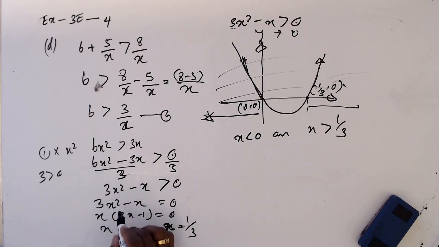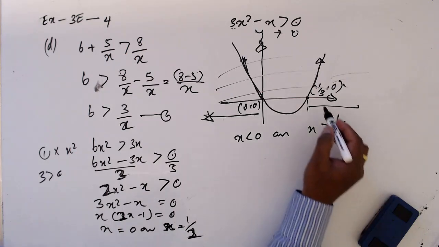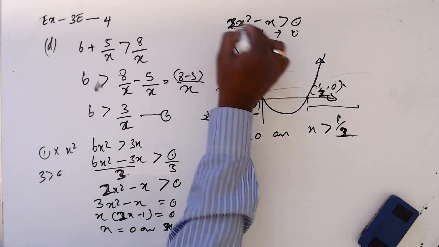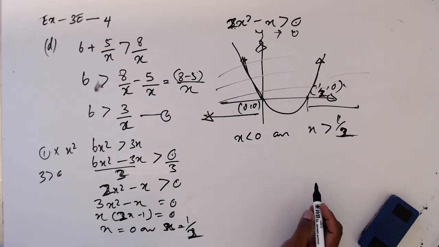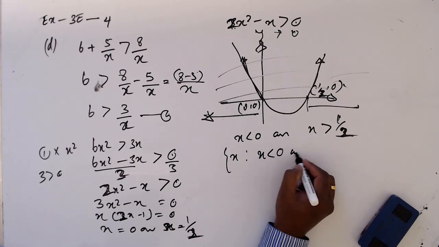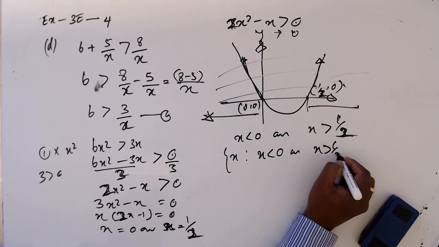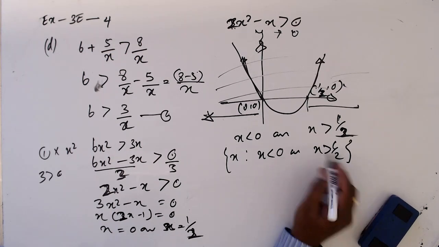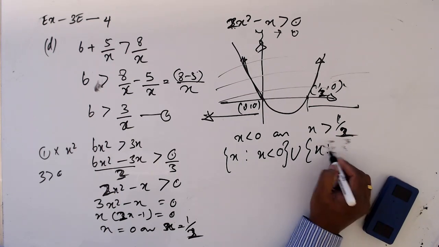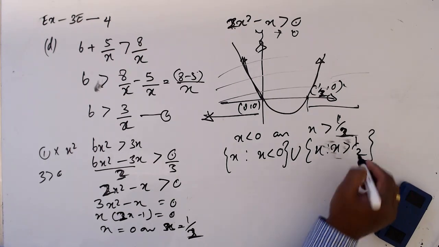A small correction. 3 divided by 6 is not 3, it is 2. So then this is going to be half, and this is half, and this is half. This is 2. Now x less than 0 or x greater than half. Union x such that x greater than half.